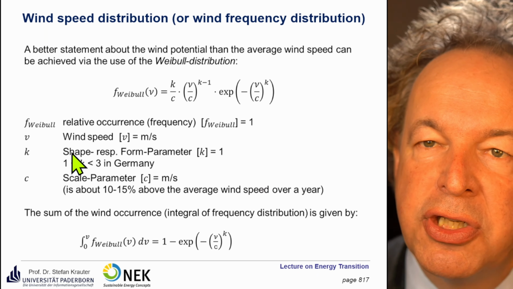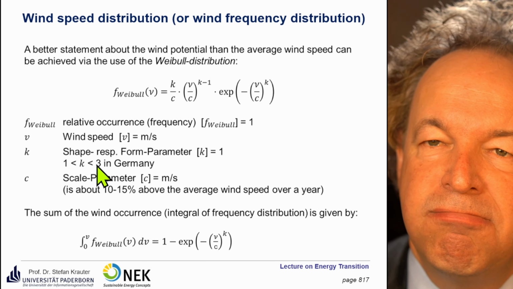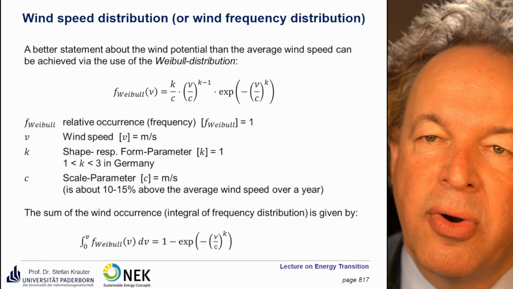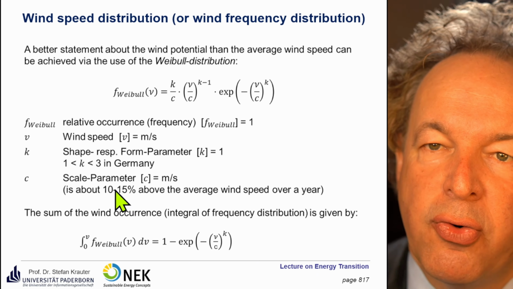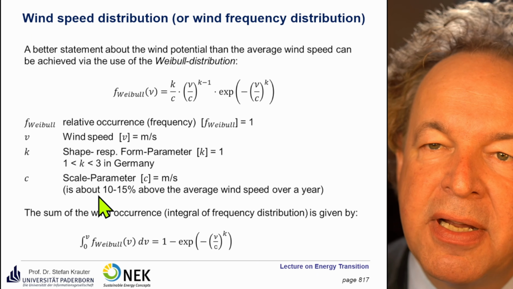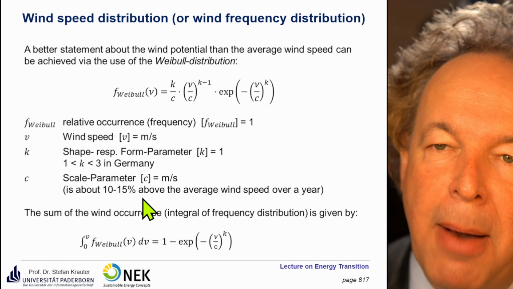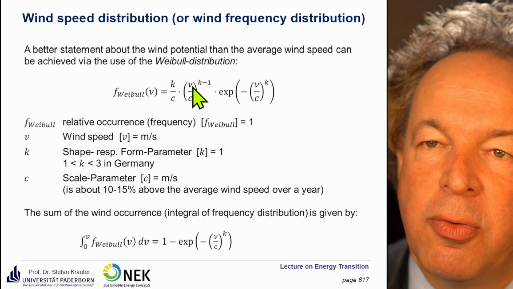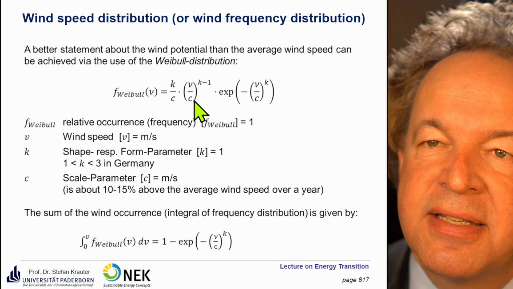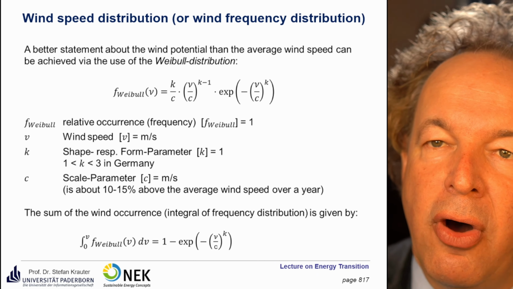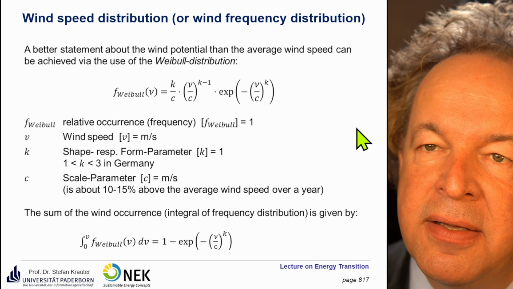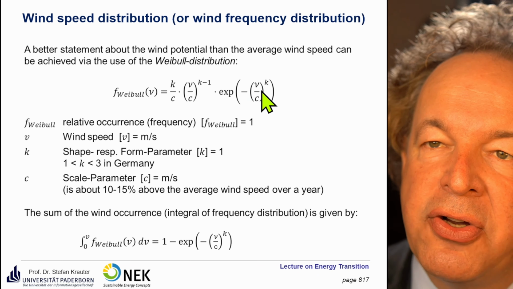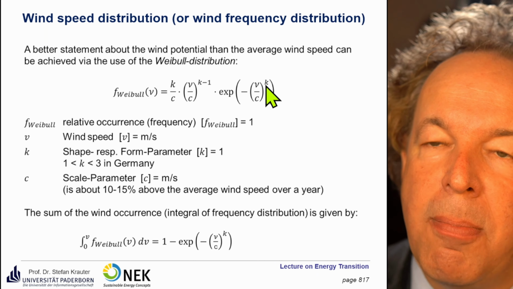So it's really, really good. In Germany, 3 is never reached. Even the best cases in the North Sea are lower than that. And we have the so-called scale parameter, which is typically 10 to 15% above the average wind speed of a year. Then we have the actual wind speed divided by the scale parameter to a power of k minus 1. Then we have the exponential function of e to a power of minus v divided by c to a power of k.